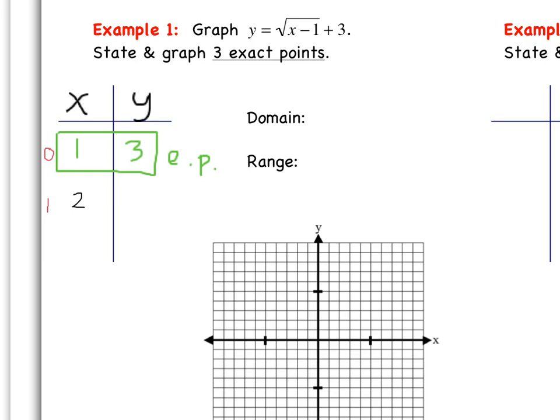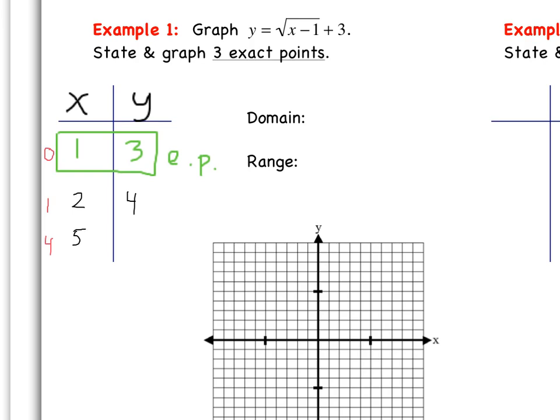When I plug that in, I'm going to get 4 for y. Okay? The next perfect square that I want to try and get is a 4. So what value of x can I plug in such that when I subtract 1, I can take the square root of it? Okay, so x minus 1 is going to give me 4. That means x has to be 5.